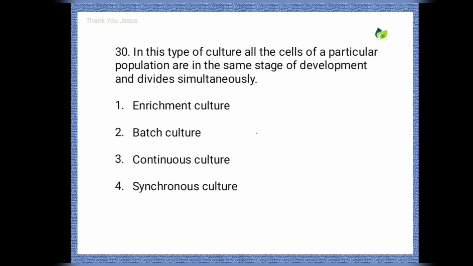Next question. In this type of culture, all the cells of the particular population are in the same stage of development and divide simultaneously. Options are enrichment culture, batch culture, continuous culture, synchronous culture. Correct option is synchronous culture.